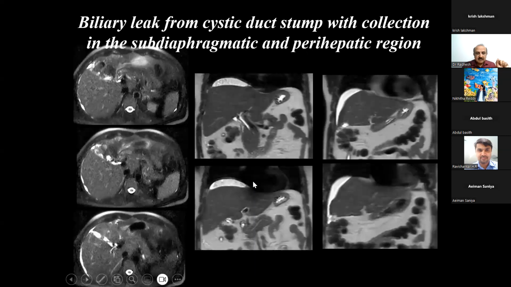So when you do a thin MIP, or when you look at the raw images here or the T2 weighted, you see there is continuity of the cystic duct with the fluid there. So we know there's a leak of the cystic duct, which is responsible for the perihepatic fluid or the bile to go out. So it can be clearly seen on this raw data or the T2 weighted images.